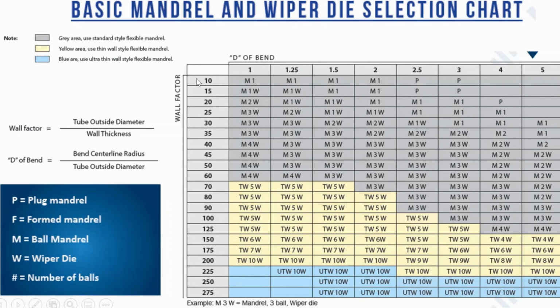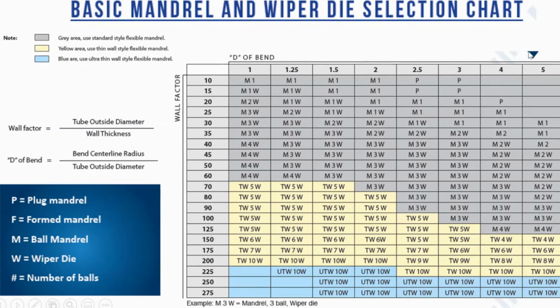Once you have those 2 parameters, the wall factor runs on this side of the chart and your D of bend goes across the top. As an example, if we had a wall factor of 25 and a D of bend of 2, we'd come in here and we would see that we need 1 ball with a mandrel, and it's shown M1W. What you'll find is that as your radius gets bigger or your D of bend increases, you'll see some spots out here that actually are blank. These indicate that you don't need a mandrel at all.